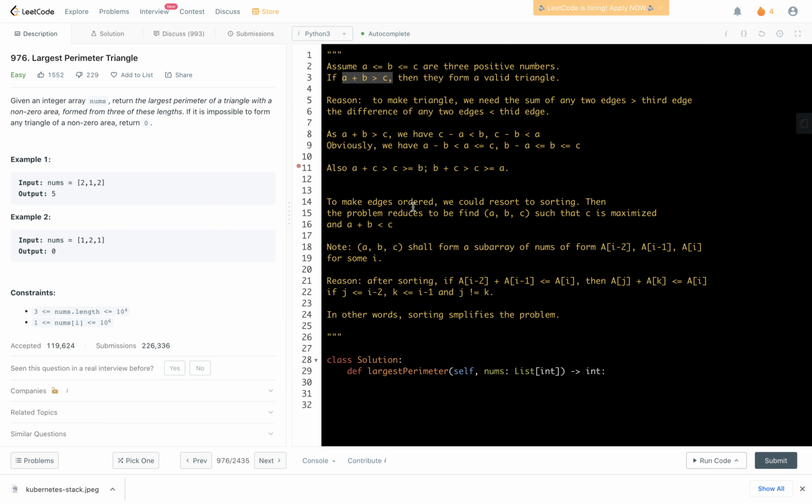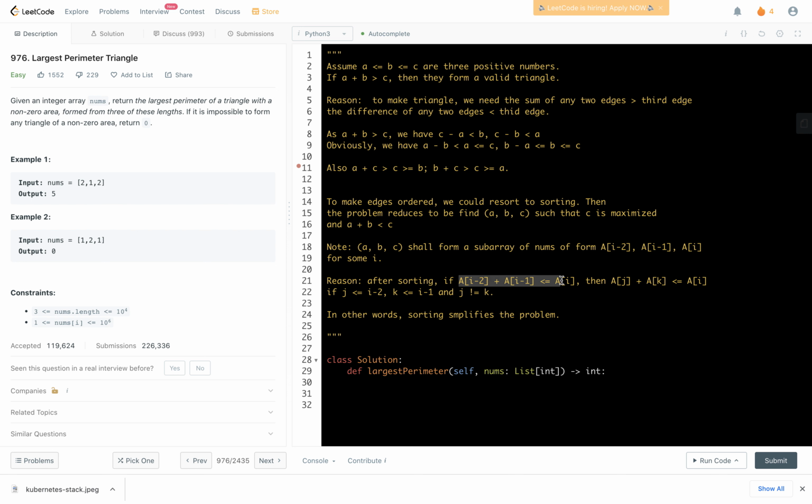To make the edges ordered, we can resort to sorting. Then the problem reduces to finding a tuple A, B, C with increasing indices, such that C is maximized and A plus B is greater than C. Also we want A and B to be as large as possible. So A, B, C shall form a subarray of nums of the form A[i-2], A[i-1], A[i], for some index i. The reason is that after sorting, the elements are in non-decreasing order.